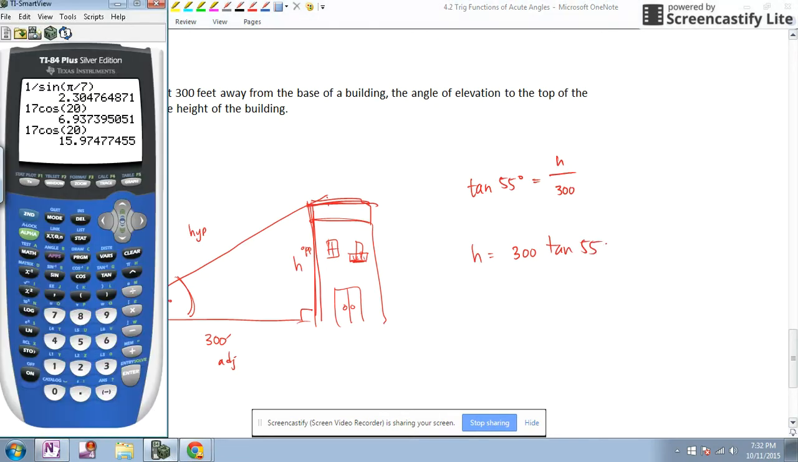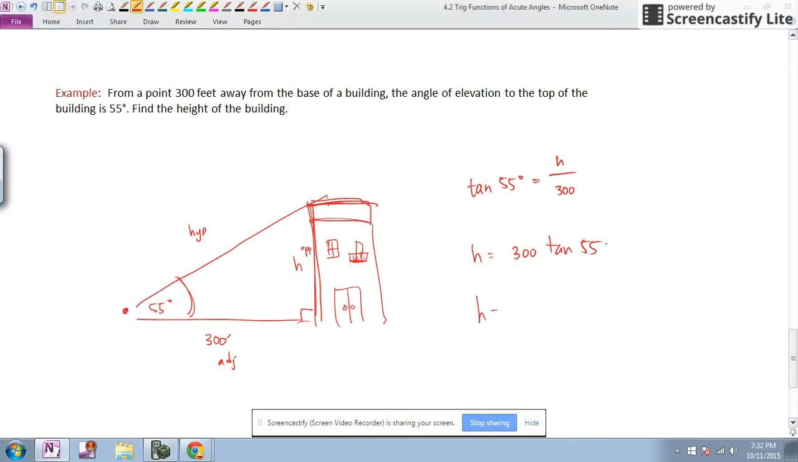We grab Sheila and we type in 300 tan 55. Make sure you're in the right mode. So it's always a good time to check. Oh, I am. Sweetness. And now I can just hit enter. That building is 428.4444 feet tall. That's it.